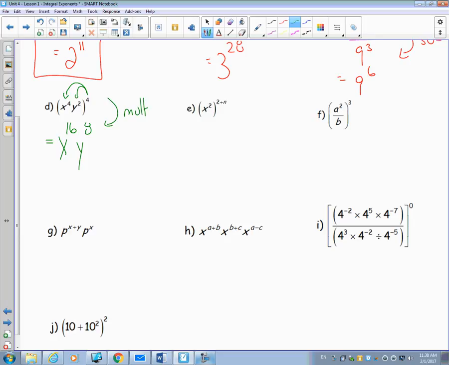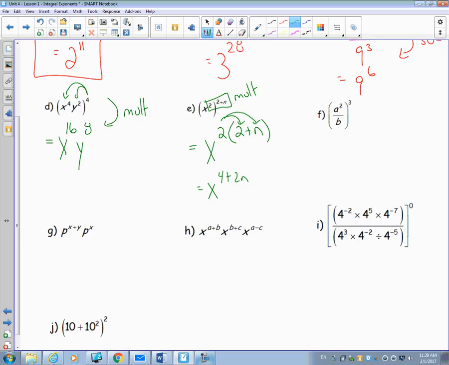If we use that idea in the next one and I see a power to a power again, I need to multiply those things. The way that's going to look is 2 times 2 plus n. Well, that's distributive, right? We can distribute that and get x to the 4 plus 2n. So we can combine algebra with exponent rules.